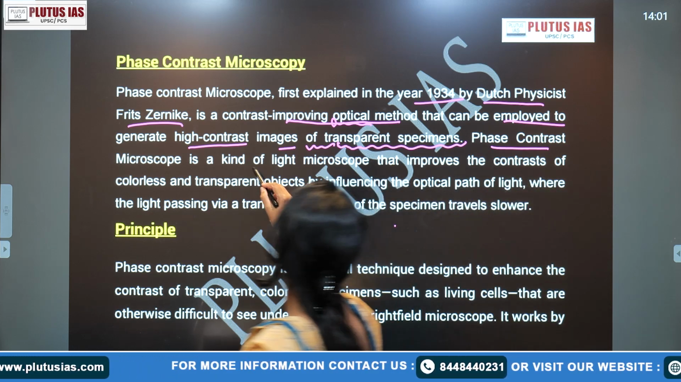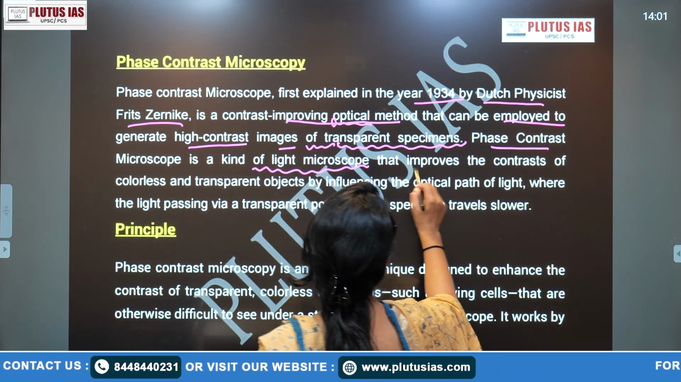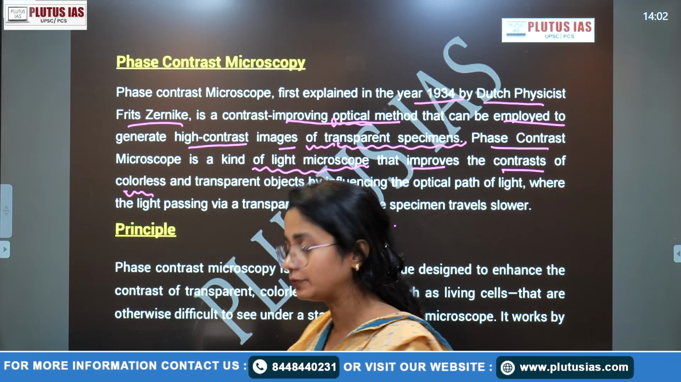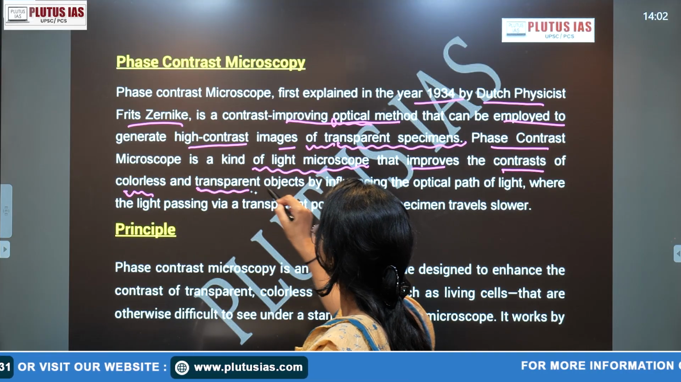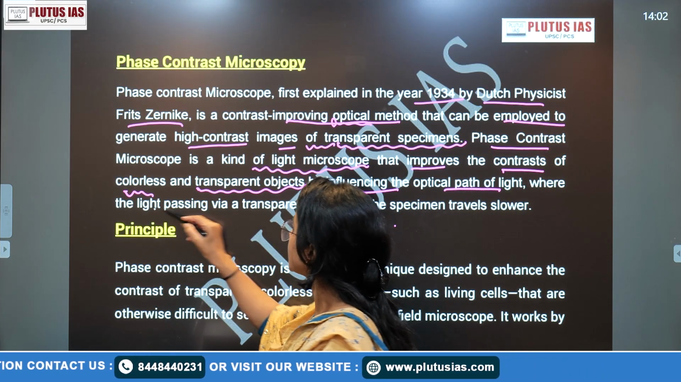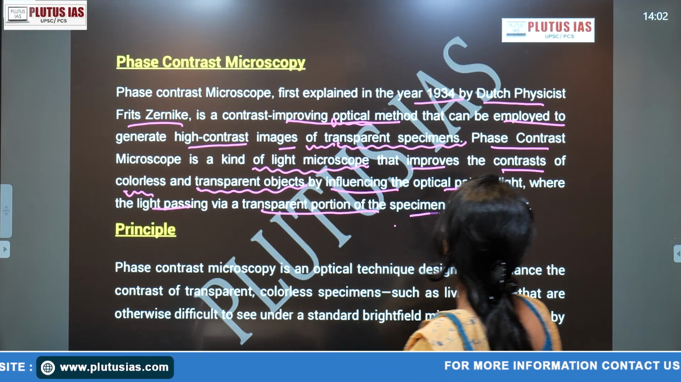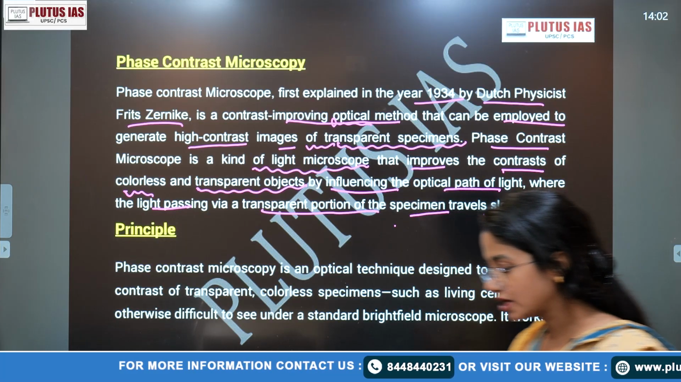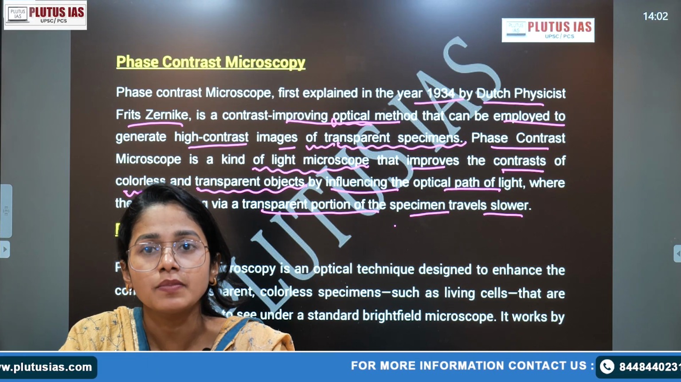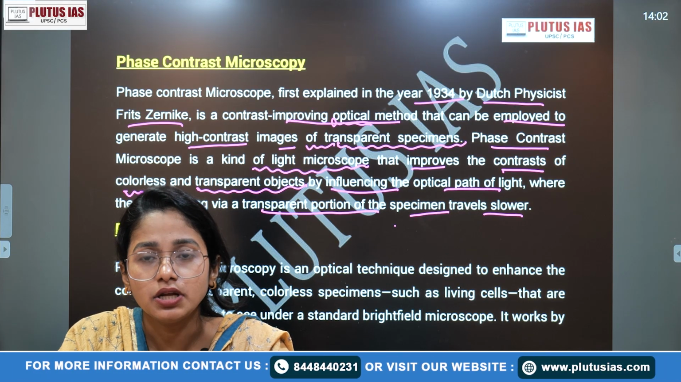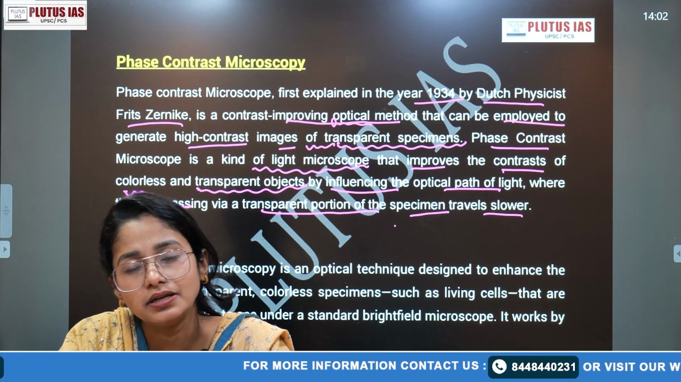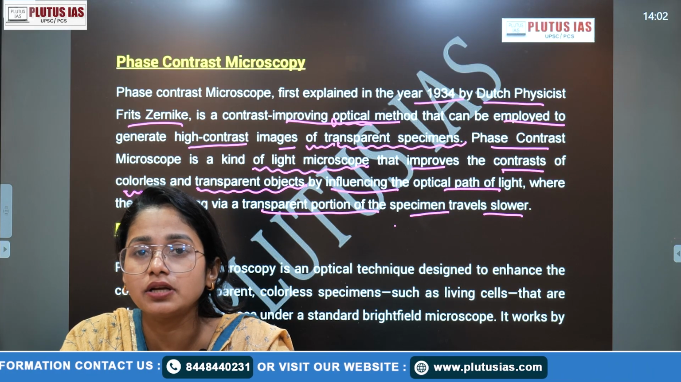Phase contrast microscope is a kind of light microscope that improves the contrast of colorless, and here we are not going to use any specific kind of fluorophore, colorless and transparent objects, by influencing the optical path of light, where the light passing via a transparent portion of the specimen travels slower. Okay, so what is the basic principle of that? The rays of light falling on the transparent area will travel at a little bit slower rate compared to the non-transparent.